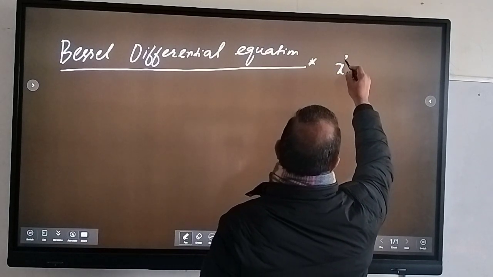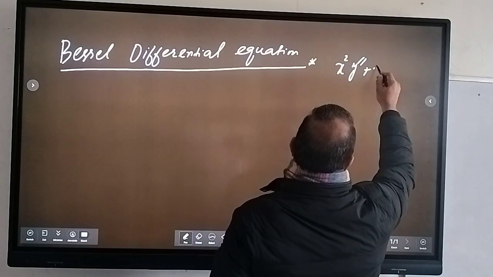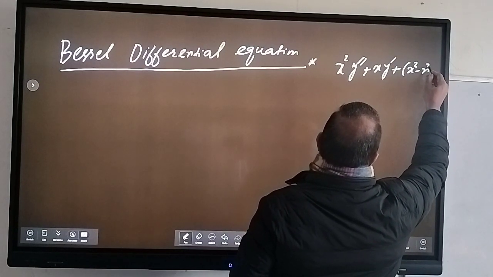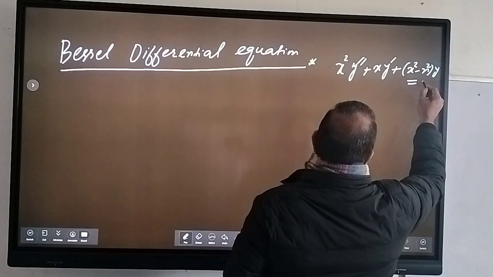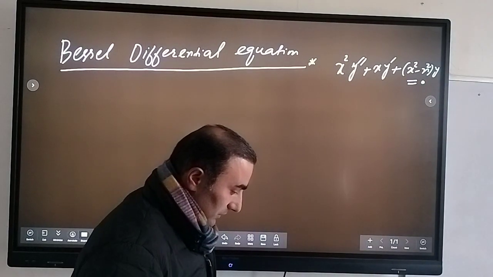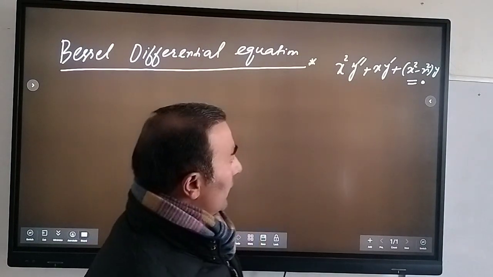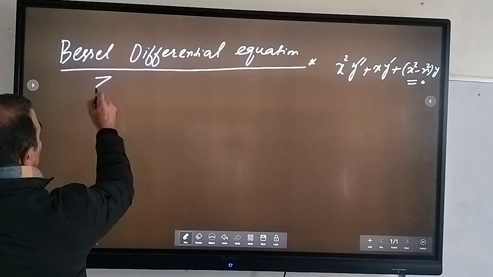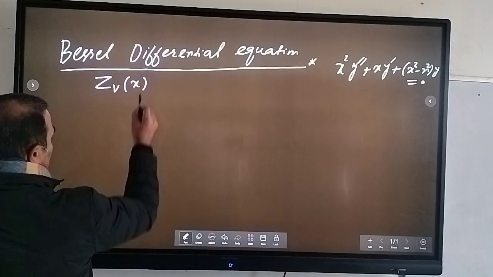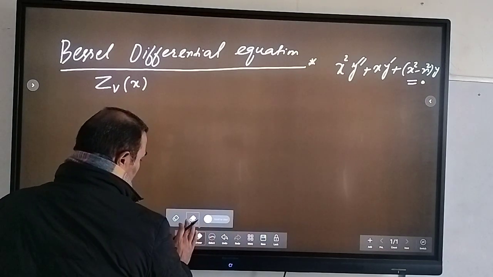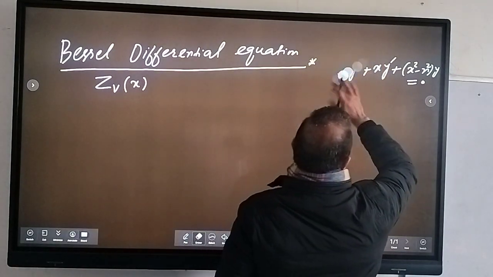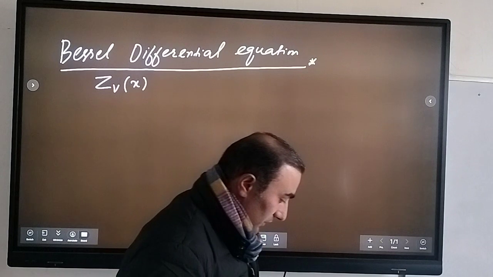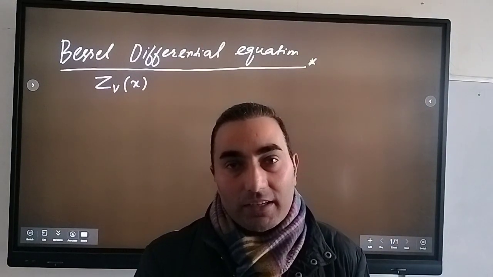x square y double dash plus x y dash plus y equal to, right? So this is our Bessel differential equation. And if we have some function like z of x, we need to prove that if this function z of x satisfies our basic recurrence relations.